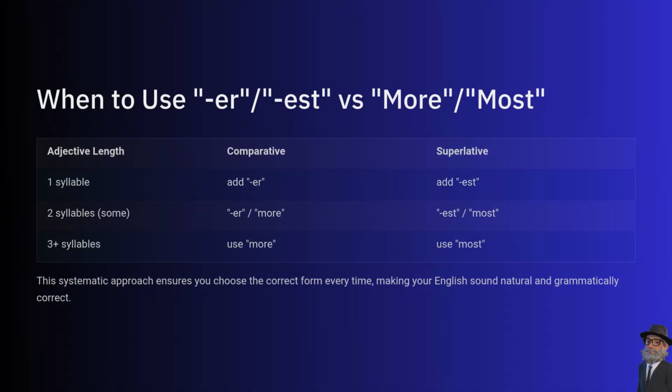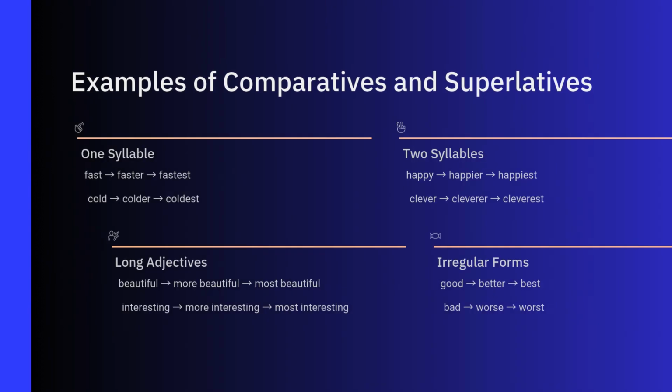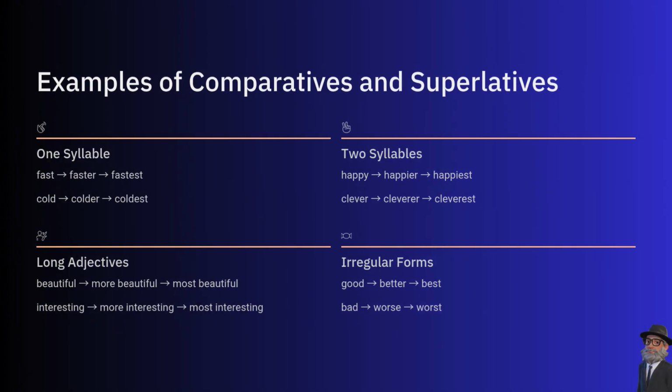When to use "-est" versus "more, most." One syllable: comparative add "-er," superlative add "-est." Two syllables: some, comparative "more," superlative "-est" or "most." Three or more syllables: comparative use "more," superlative use "most." This systematic approach ensures you choose the correct form every time, making your English sound natural and grammatically correct.